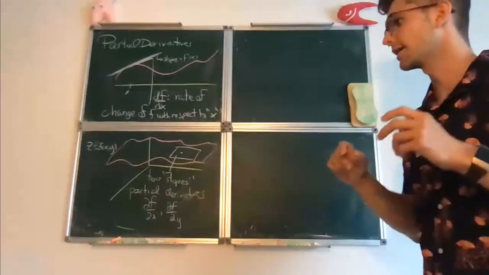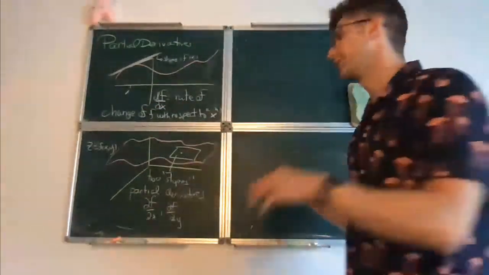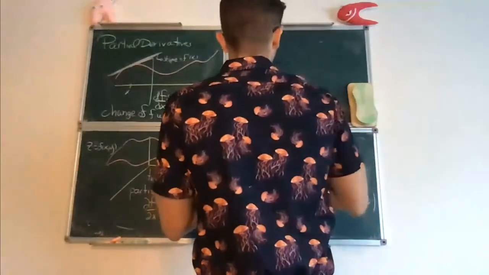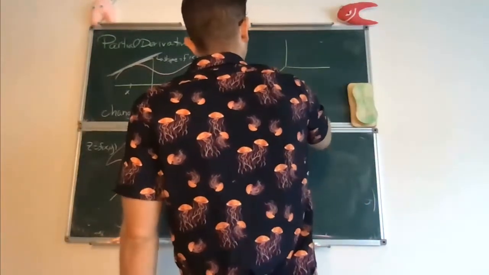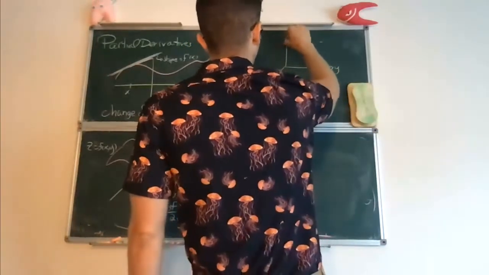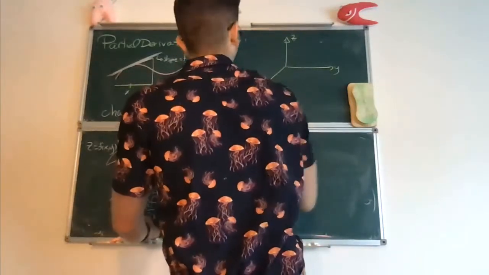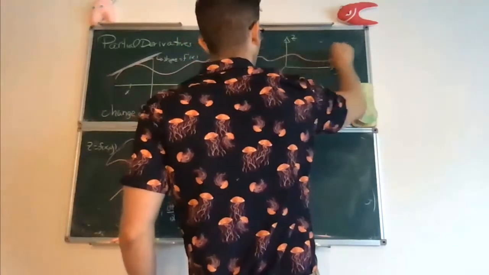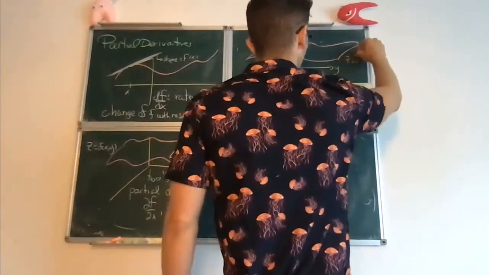So geometrically, how can you think of these derivatives? I will show you an animation at the end of this video, which will make things more clear. Let's say, suppose that this is the x-axis, this is the y-axis, this is the z-axis. Here you have z equals f of x, y.